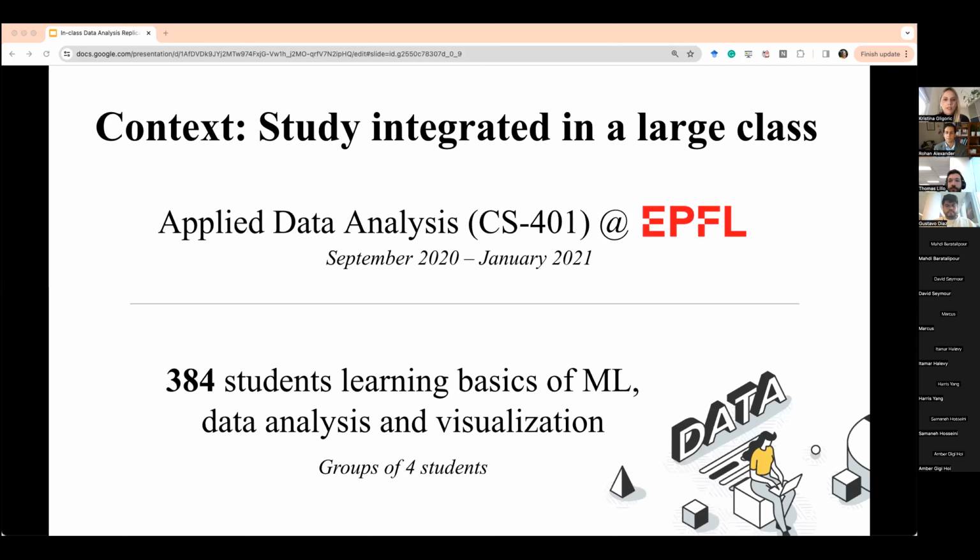Okay, so to answer these questions, to better understand the feasibility, challenges, and benefits of the in-class data analysis replication approach, we incorporated replications into the project component of a large class. The class was an applied data analysis class. It's a master level class taught at EPFL in Switzerland, where I did grad school. So we had around 380 students participating in the class and doing the projects in groups of 4. They were learning basics of machine learning, data analysis, and data visualization.